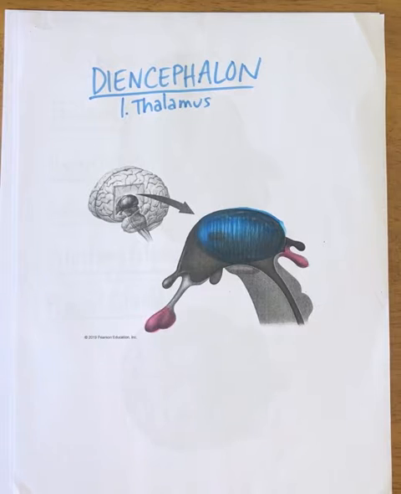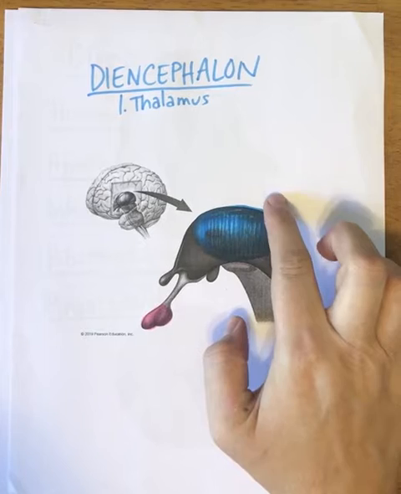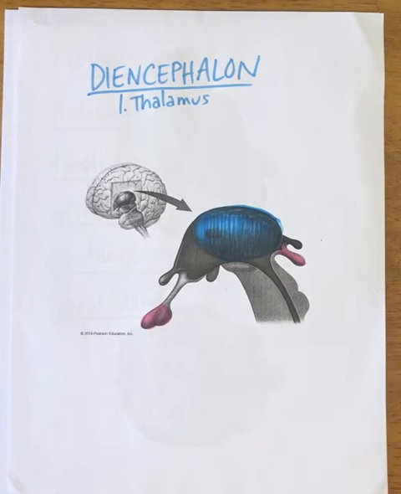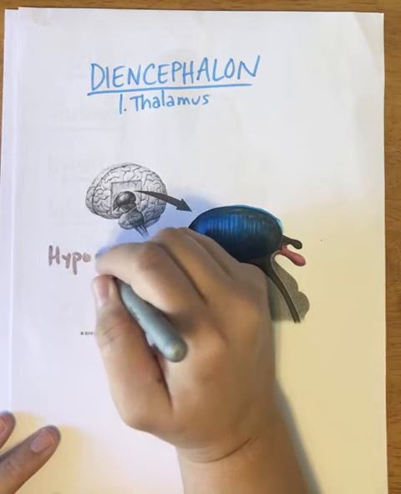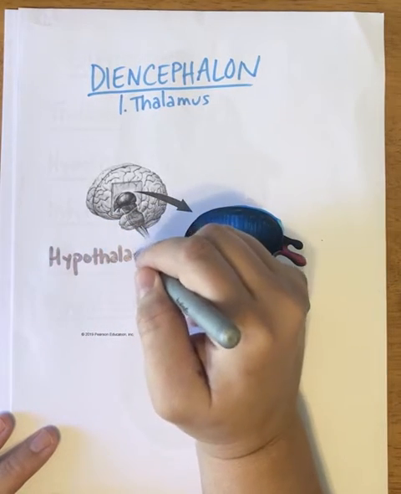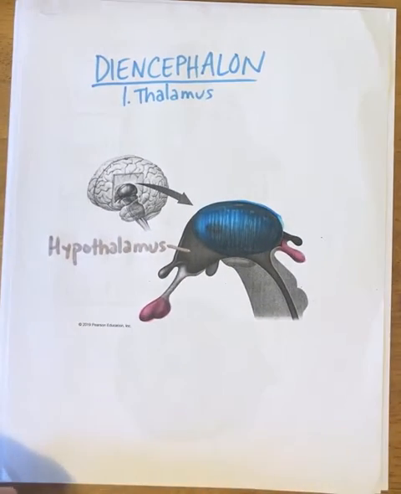Now, if you drop below the thalamus anteriorly, again it's below, not above, but below, this is known as your hypothalamus. Hypo means below. That's right there. Now, the stalk that connects the pituitary gland to the hypothalamus is known as the infundibulum. Infundibulum.